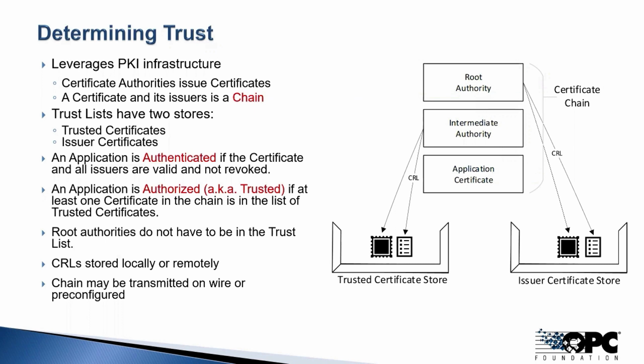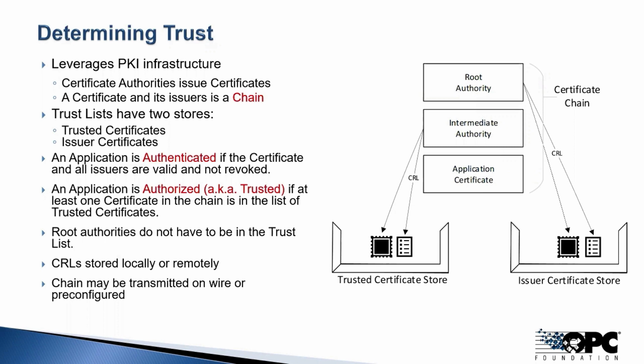So the trust list that every application has is a physical store. It has to be stored physically on disk somewhere. It could be a database, it could be a registry. There are different options, but the details are not important. It's left up to the individual application. But each trust list has two distinct stores, or lists, of certificates.